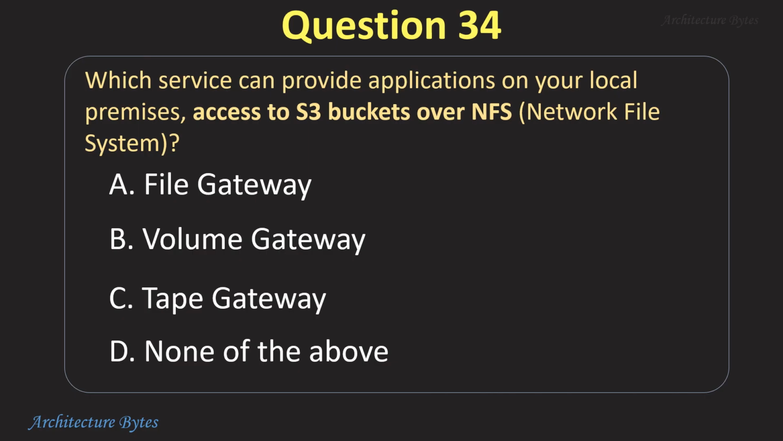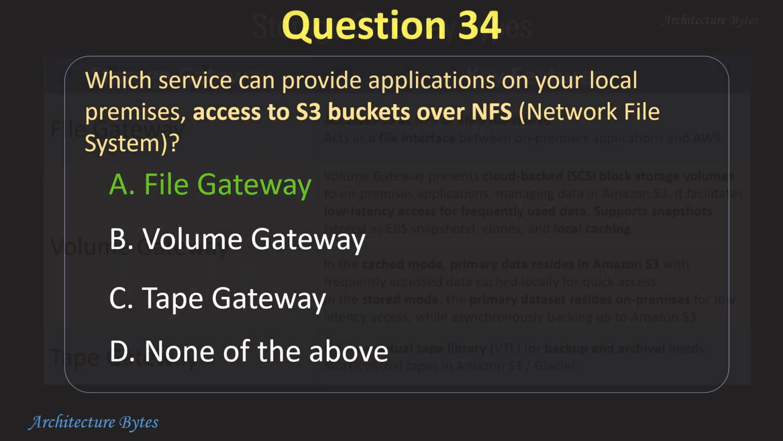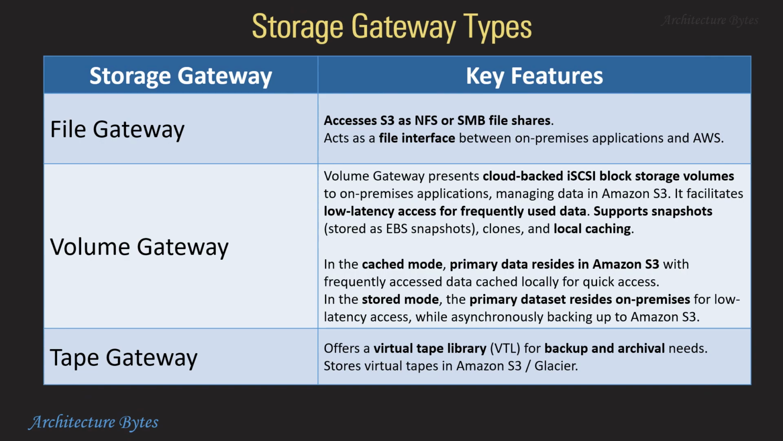Which service can provide applications on your local premises access to S3 buckets over NFS? Let's look at various storage gateway types. File Gateway. It provides access to S3 as NFS or SMB file shares. Volume Gateway presents cloud-backed iSCSI block storage volumes to on-premise applications. Tape Gateway offers a virtual tape library for backup and archival needs.